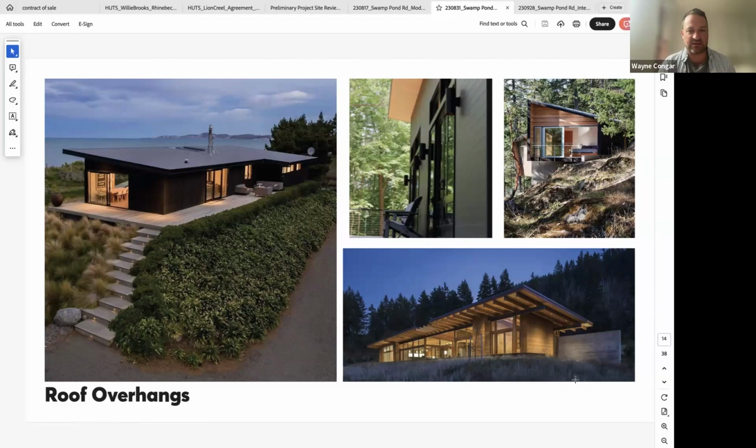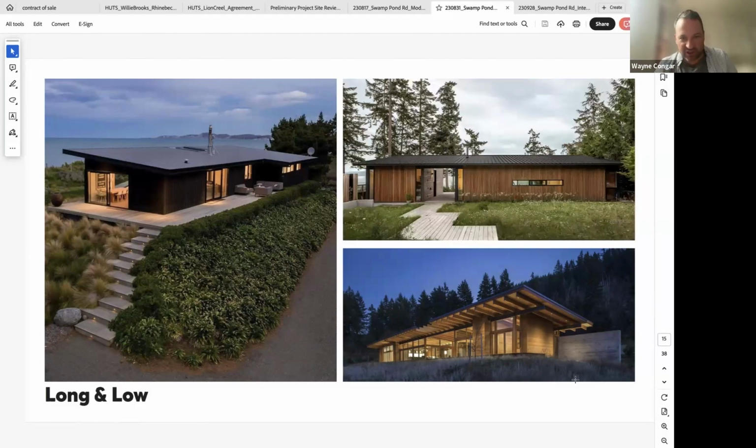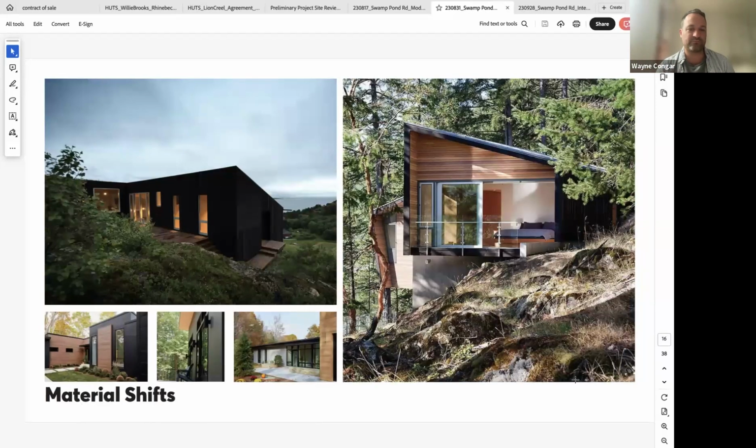And so those seemed like good opportunities for us to bring in to this project and express a little bit more of the roof overhangs. That this long and low idea could also be really cool. That the approach feels really low, tight to the ground, and then on the opposite side, the house opens up, gets glassy, and really opens up to the view.